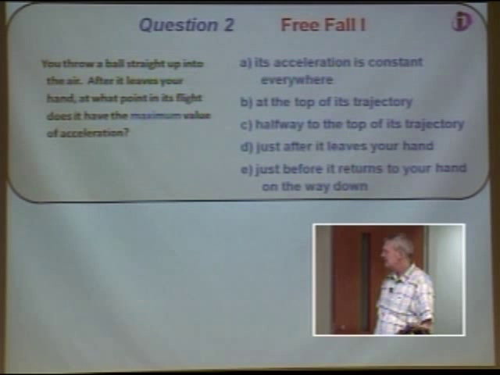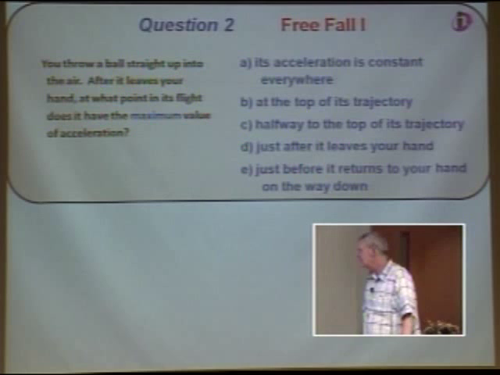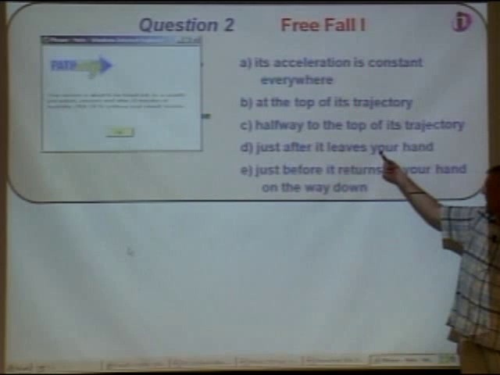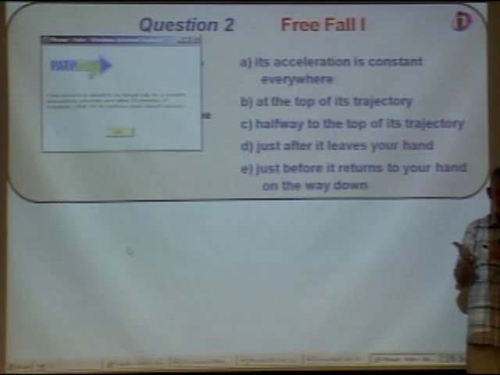So all these other distractors in here are, see this one right here, you're thinking of the forces. The question would be, when does gravity take over? Right when it leaves, just after it leaves your hand. That's when gravity takes over. You've got an acceleration pushing it up. Okay, but once it leaves your hand, instantly gravity takes over. So that's what that would be.